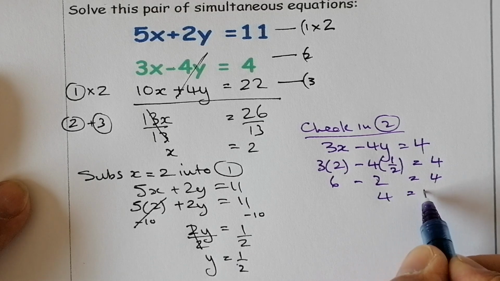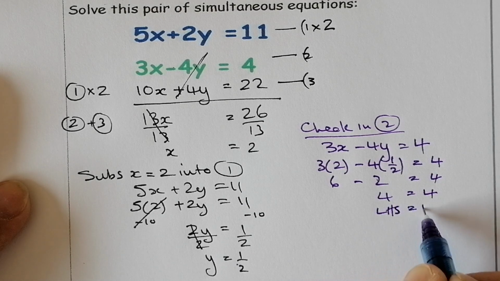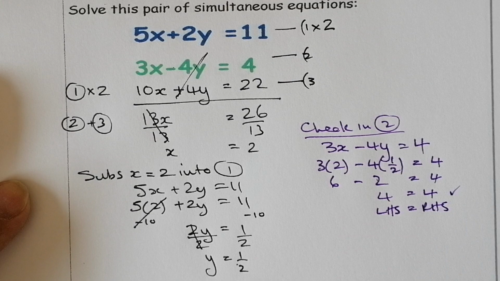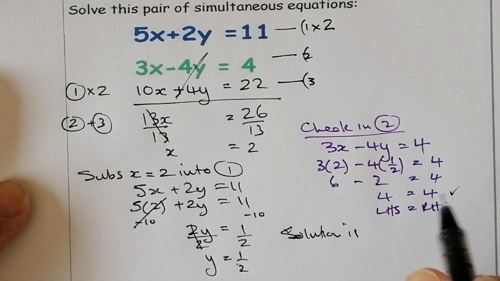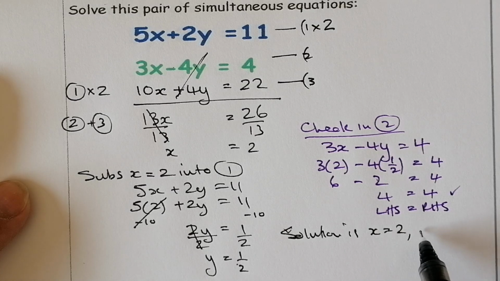All good, yep, this works out. So left hand side equals right hand side, so I know I've got it right. So I'll write down my solutions, okay? So my solution is x is equal to 2 and y is equal to a half, okay?